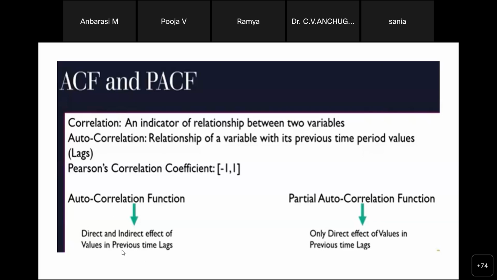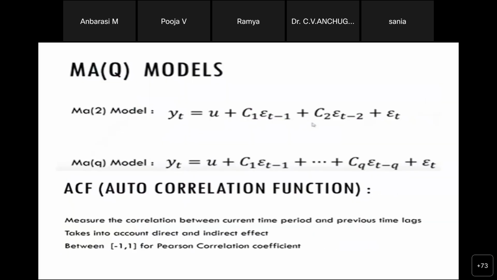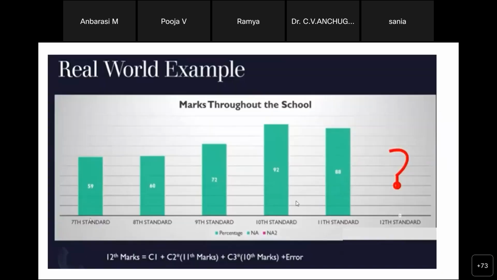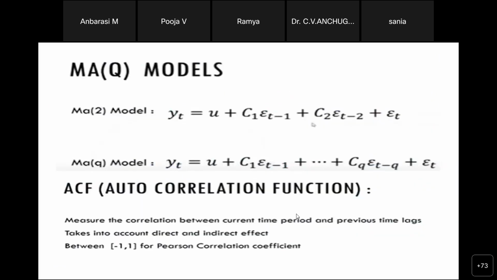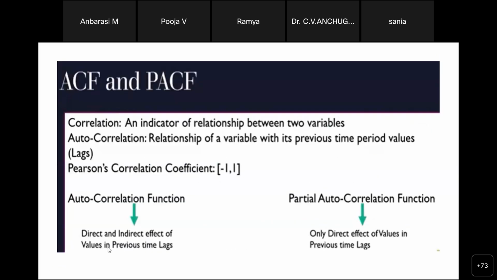So there, suppose I want to predict the 12th mark, sometimes they will be considering the 7th, 9th, 11th marks also. Based on that also they are able to predict the 12th mark. Okay, so that is what we can call the autocorrelation function. There you will have the direct or indirect effect of the values also, in the previous time lags also they'll be considering it.